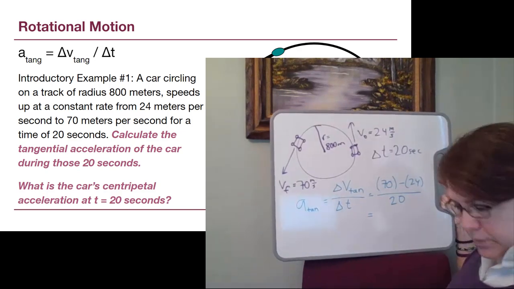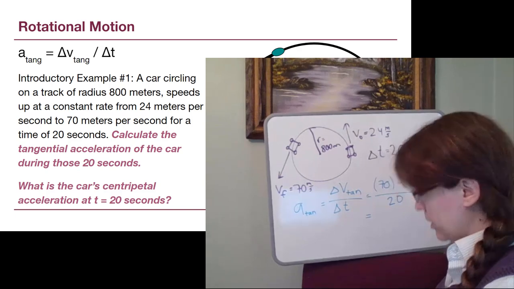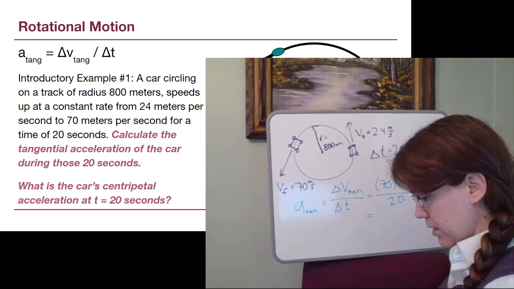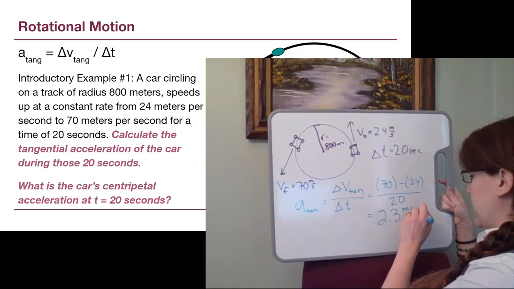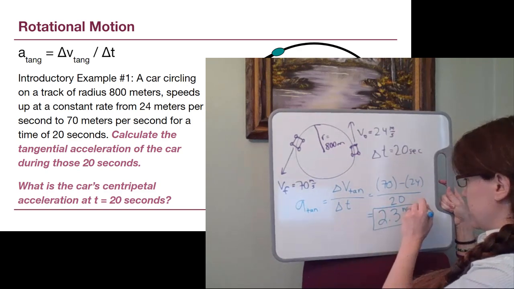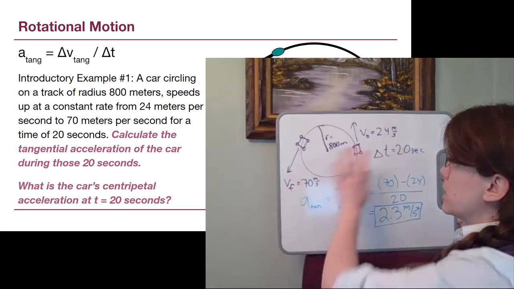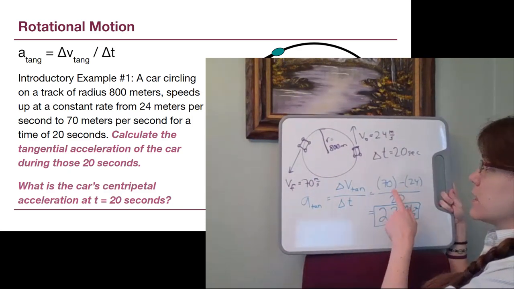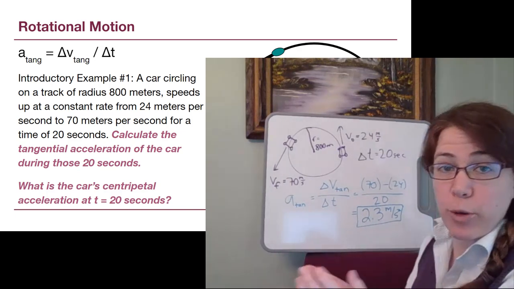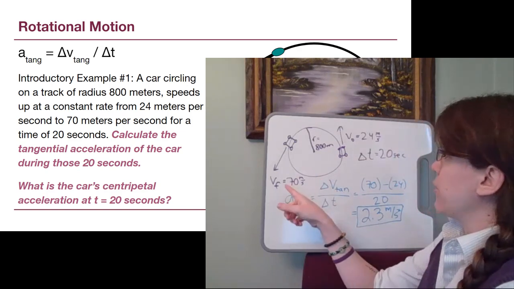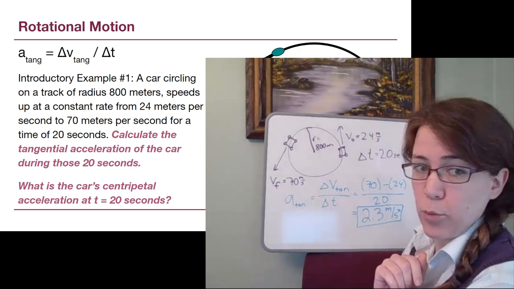So the tangential acceleration here is 46 on top divided by 20, which is 2.3 meters per second squared. Okay, so that first question is just, if we erase the picture entirely, this is still exactly the same format that we had back in chapter two, that we had a final velocity and initial velocity, and then the elapsed time. Works just the same way.